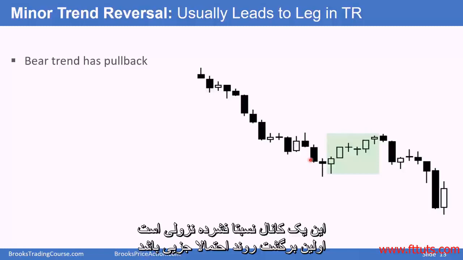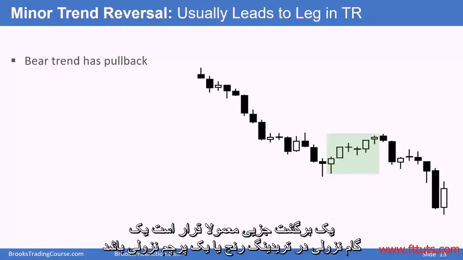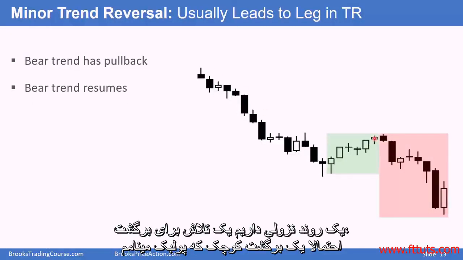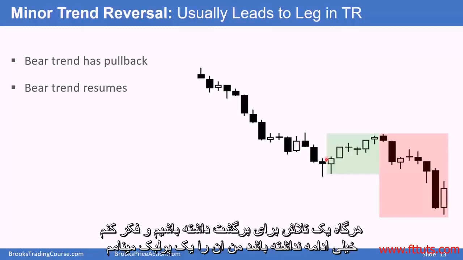This is a fairly tight bear channel. The first reversal is probably minor. A minor reversal is usually a bear leg in a trading range or a bear flag. We got a bear trend. We're trying to reverse, probably a minor reversal. I call it a pullback. Whenever I see a reversal attempt and I think it will not get very far and the trend will resume, I call it a pullback.